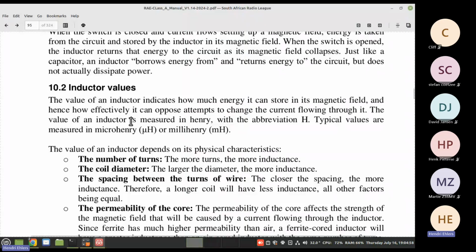The value of an inductor indicates how much energy it can store in its magnetic field, and hence how effectively it can oppose or attempt to change the current flow through it. The value of an inductor is measured in henry, and the abbreviation for that would be H, and typical values are measured in microhenry and millihenry.